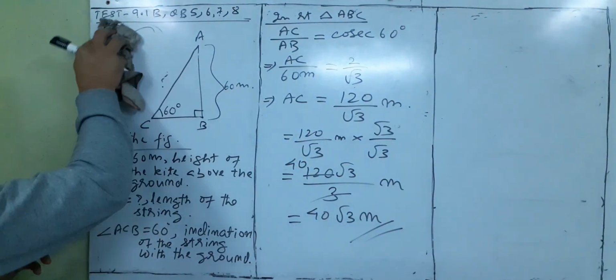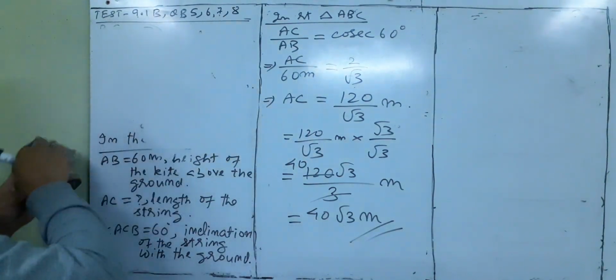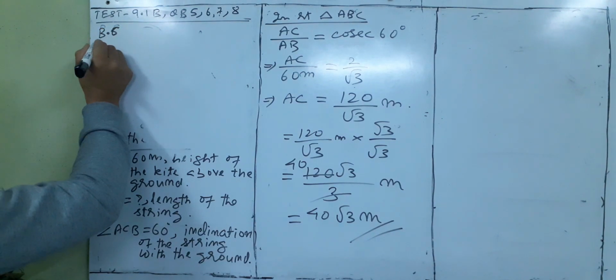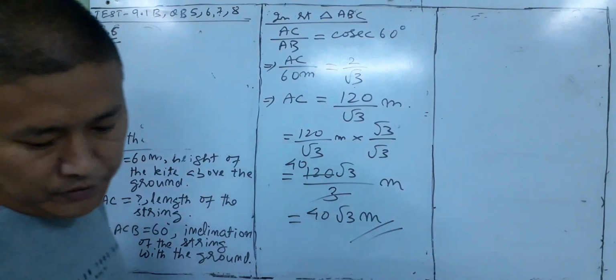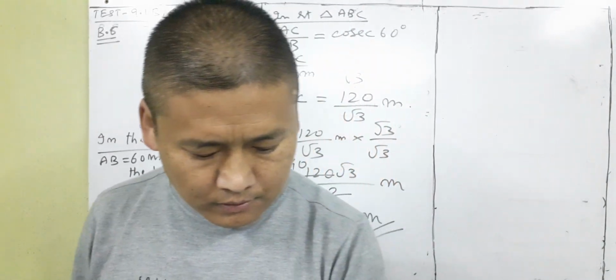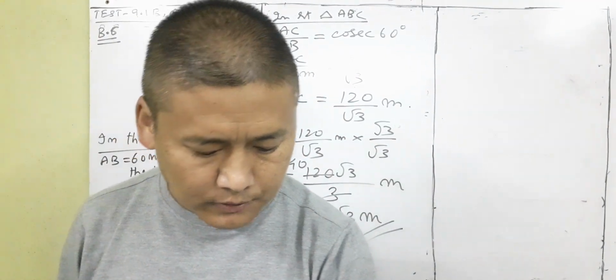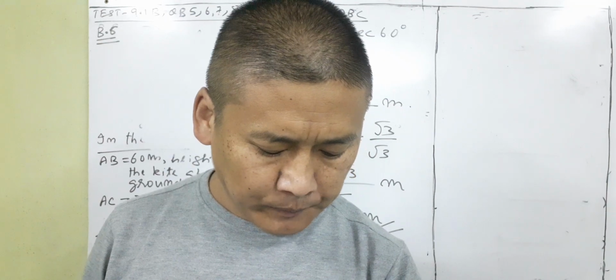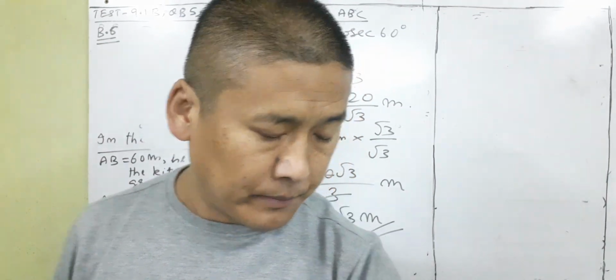Then next B5, we will go to B5. Oh, sorry, B5 is done just now, sorry, B6. Let me read the question for us. A 1.5 meter tall boy is standing at some distance from a 30 meter tall building. The angle of elevation from his eyes to the top of the building increases from 30 degree to 60 degree as he walks towards the building. Find the distance he walked towards the building.